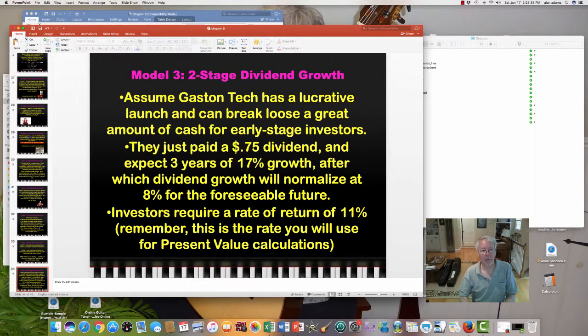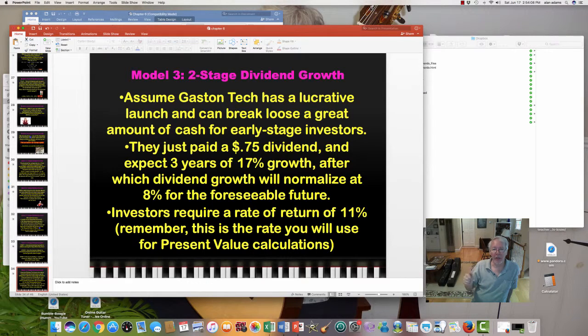So we've got a company we'll call Gaston Technologies. They have a very profitable and lucrative launch in revolutionary technology, and they are able to break loose an incredible amount of cash to reward their early stage investors. Quite common. Okay, common here in the Cambridge, Boston area anyway. Now they just paid a 75-cent dividend. There's one of our factors. We know D sub 0.